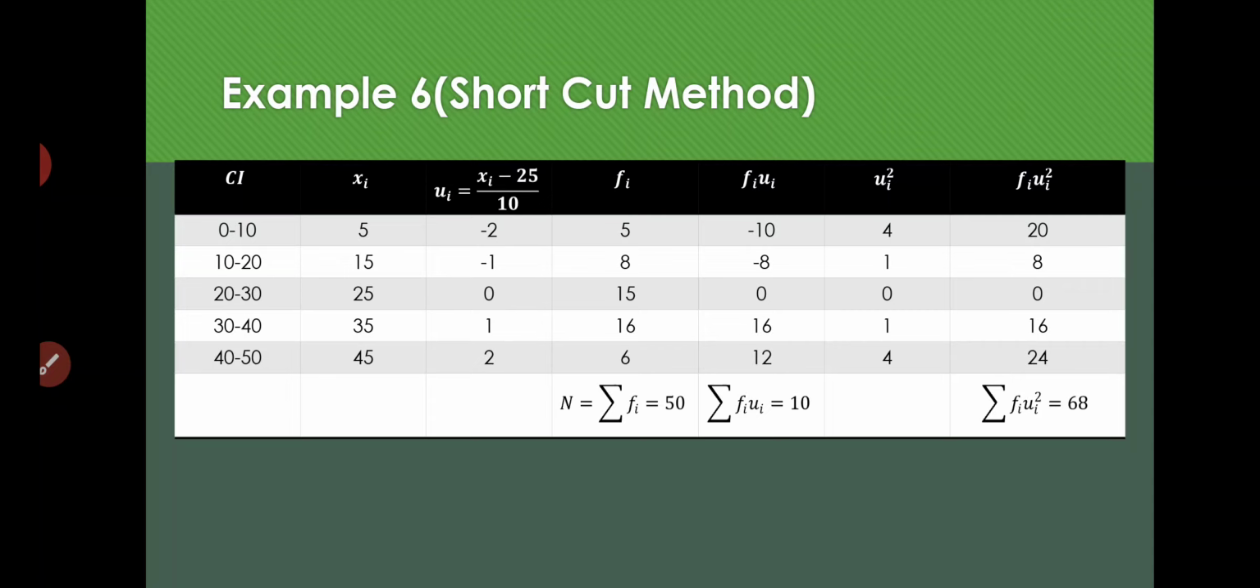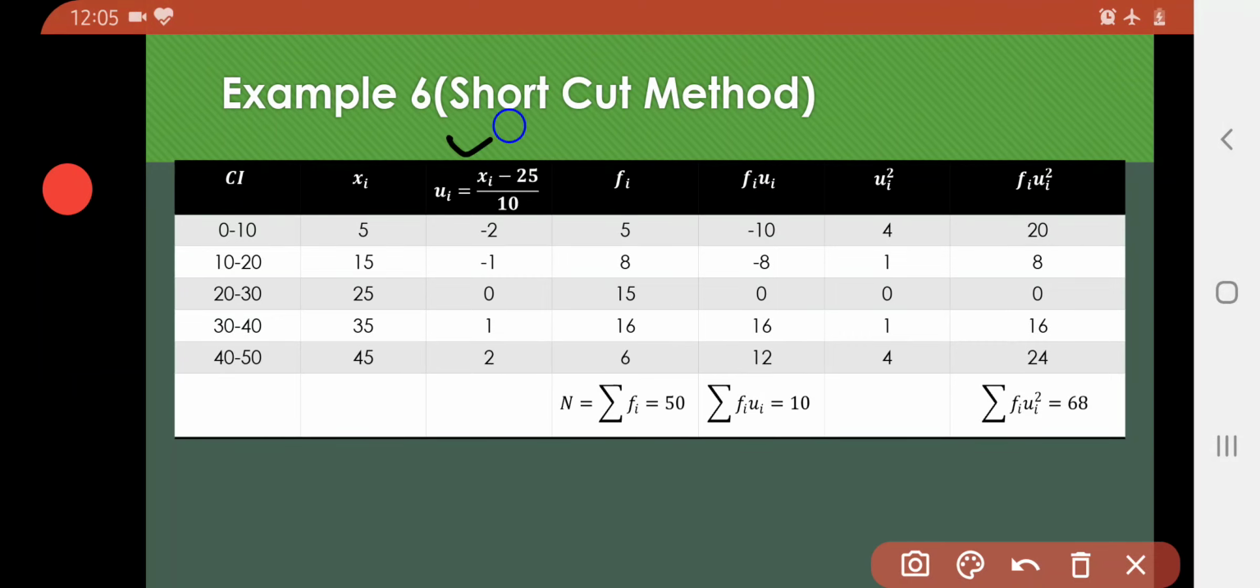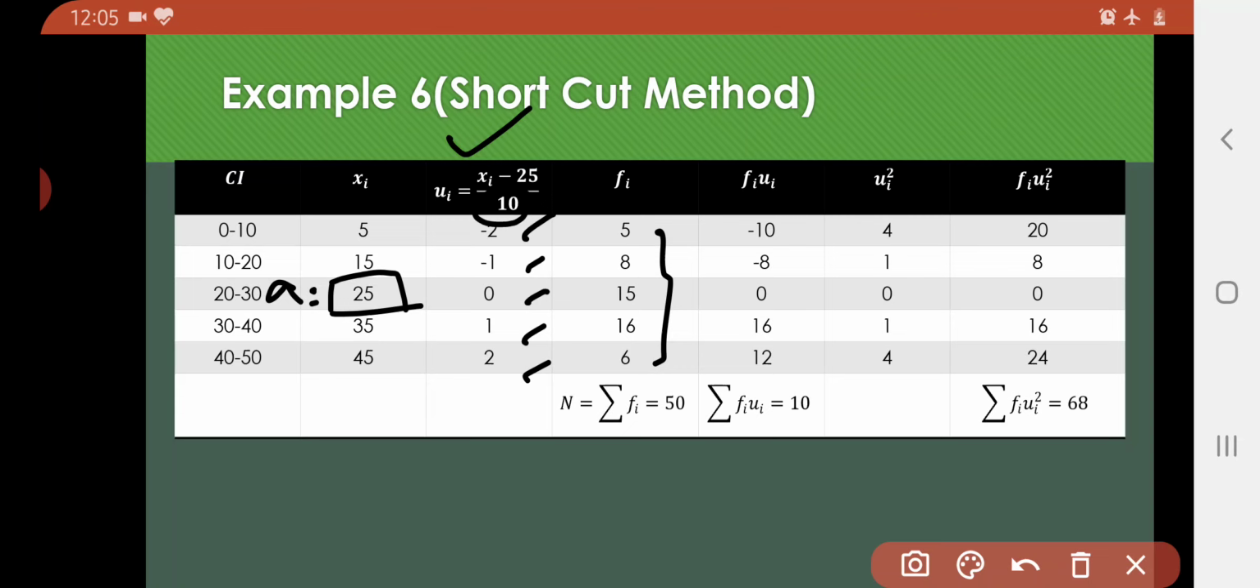What I have done is nothing extra, I have just calculated this part, that is the ui. I have considered this 25 to be the assumed mean, that is my A, and the scaling factor, that is h, to be 10. I have considered A as 25 and h to be 10, and then I have calculated the ui column. You see how simple these values are: -2, -1, 0, 1 and 2. Then we have our frequencies, then multiply frequency with the new variable. So 5 into -2 is -10, -1 into 8 is -8, 0 into 15 is 0, 1 into 16 is 16, 2 into 6 is 12.